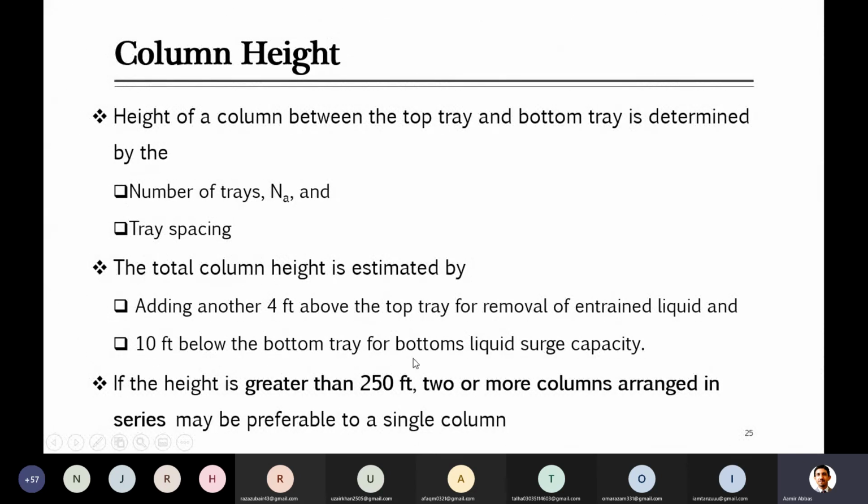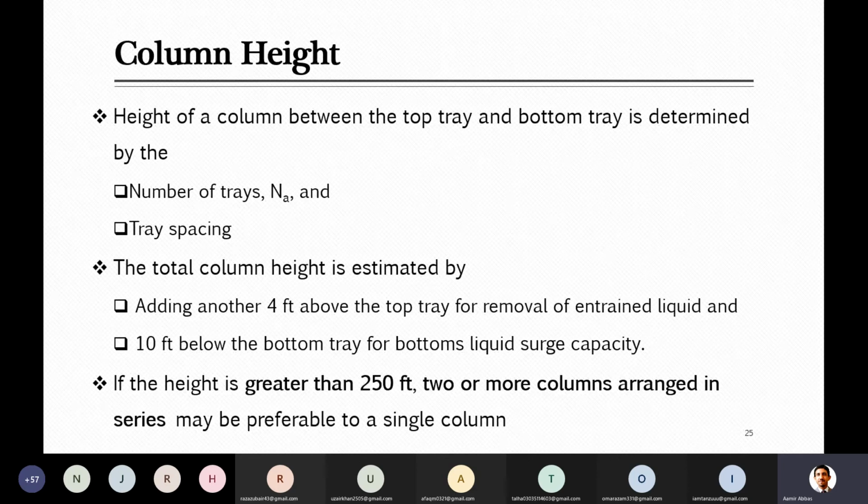and then there is 10 feet below the bottom tray for the bottom liquid surge capacity. That means there should be some space for the liquid. If liquid comes in a large amount inside the tower, it shouldn't flood the plates. If you don't keep some space behind the bottom tray, liquid will start accumulating on the surface of trays and throughout the column, so you will be flooding the bottom trays, and when they are flooded, they are totally covered in liquid, and the vapor and liquid contact will become less.